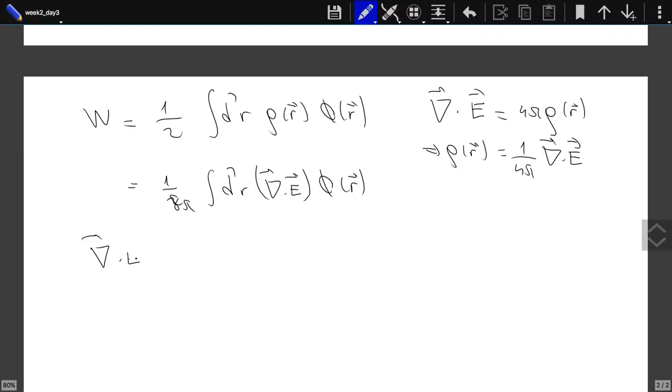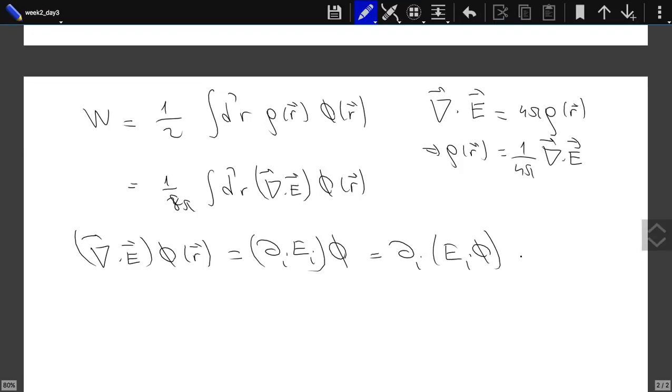Let me first look at this expression. Can I write it as a total derivative, whose integral will give me 0, because I can convert it into an integral over the surface at infinity? It will be 0. And a derivative over phi. Well, this is equal to del i E_i phi. I'm just using index notation. I can write it as del i times E_i times phi minus E_i del i times phi.